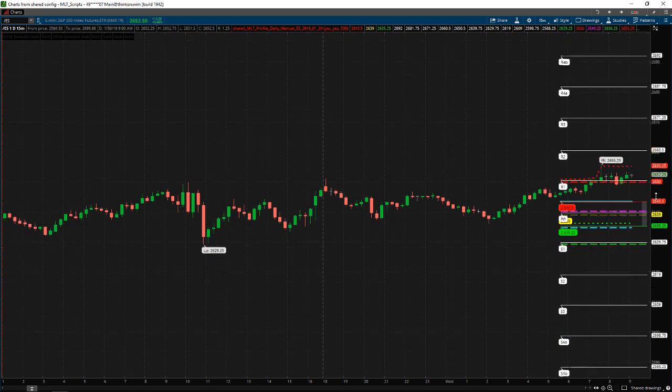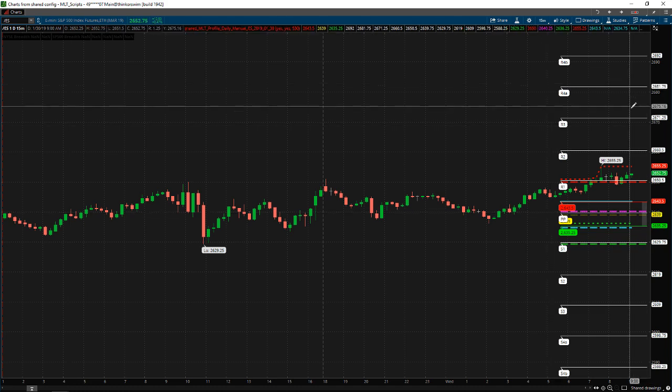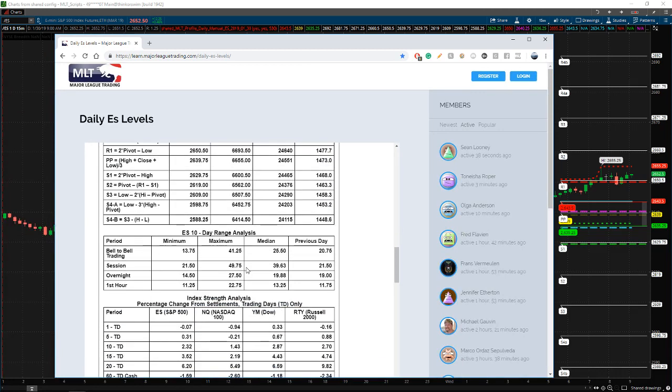Pivot point, support and resistance levels. R4A, 2681.75. R3, 2671.25. R2, 2660.50. Pivot point for the day coming in at 2639.75. S1, 2629.75. S2, 2619. S3, 2609. S4A, 2598.75.